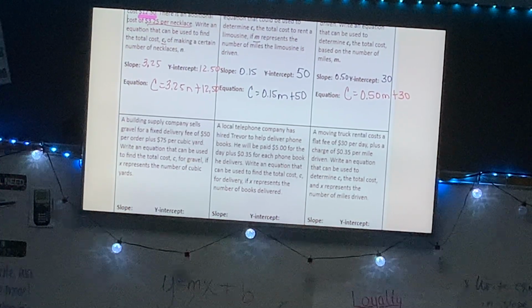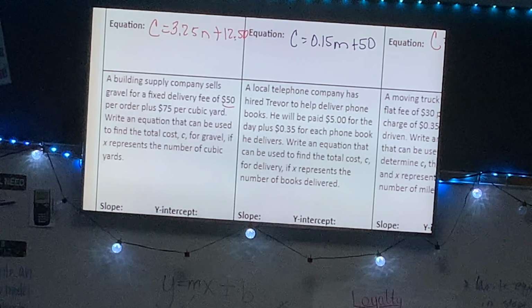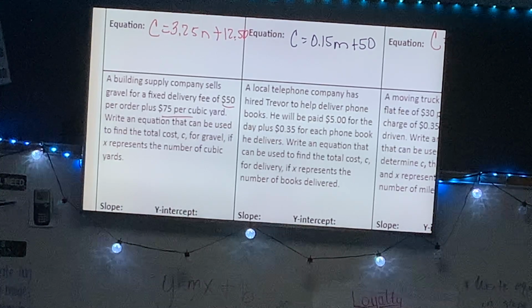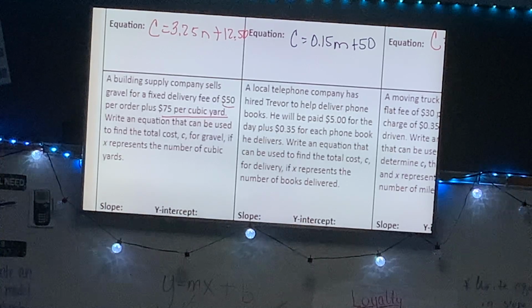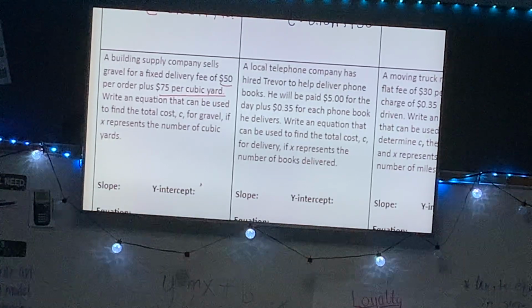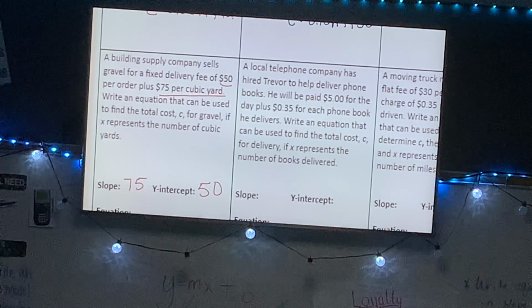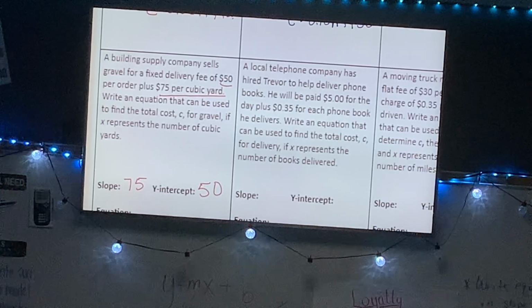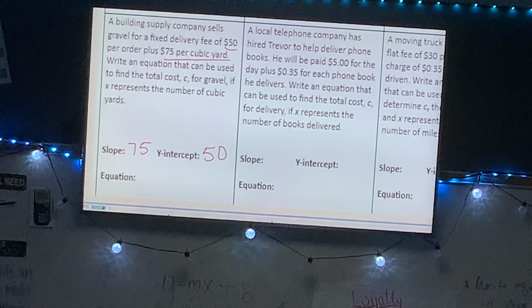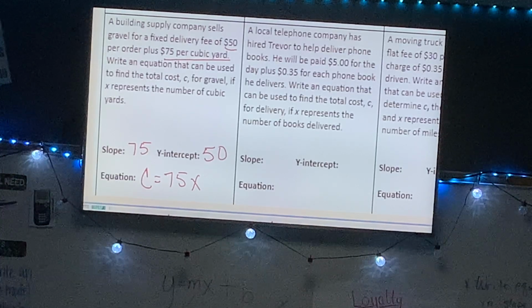A building supply company sells gravel for a fixed delivery fee of $50 per order plus $75 per cubic yard. For them to deliver it to your house, they're going to charge you $50 no matter how much you get. So that is going to be your y-intercept. It is $75 per cubic yard. So say you order 5 cubic yards, you'd multiply 75 times 5. And it says, find the total cost C for gravel if X represents the number of cubic yards. So they're letting you say X for your cubic yards.